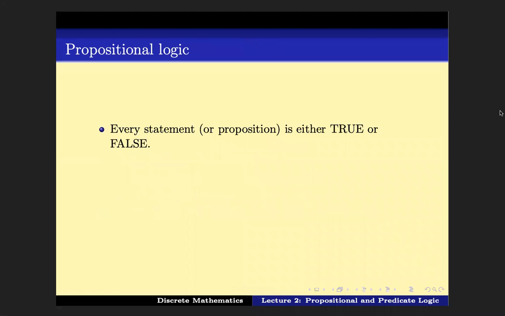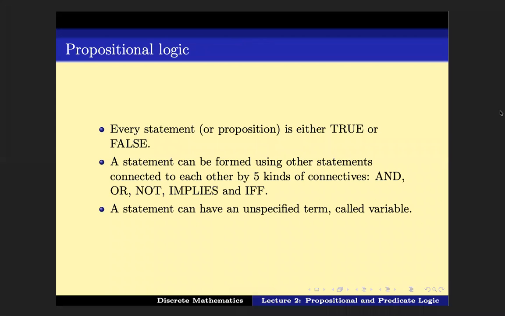Every statement or proposition is either true or false. Statements can be formed by connecting them. I have written here 5 kinds of connectives; you can do it with even fewer connectives. A statement can have some unspecified term that we call a variable.